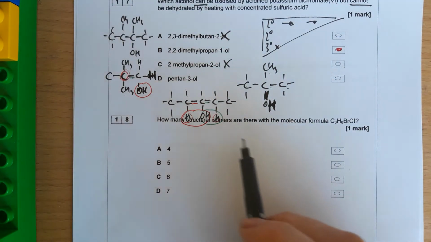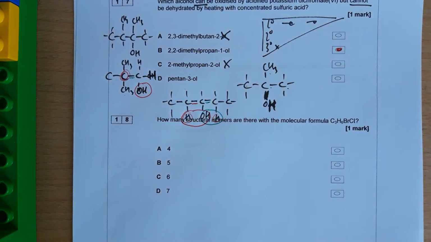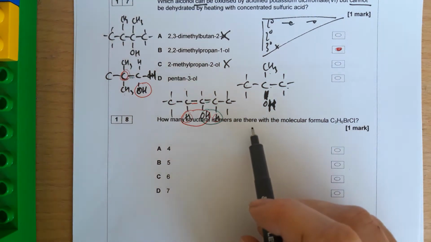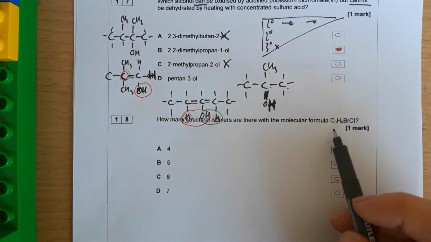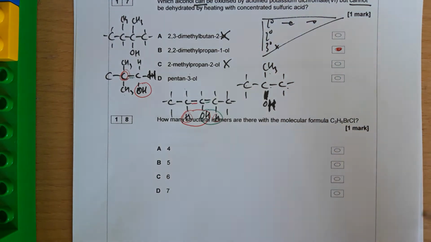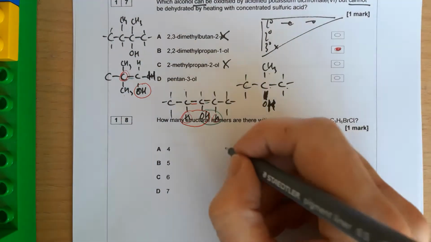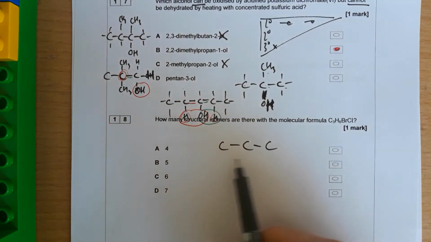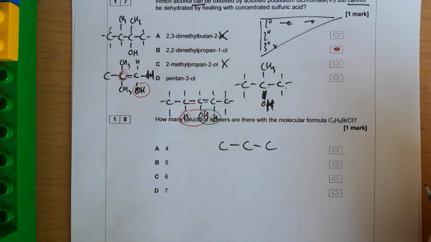Alright. How many structural isomers? Oh, I'm so bad at these. Have you ever seen me get one of these right in a lesson? How many structural isomers are there with a molecular formula C3H6BrCl? Alright. Well, C3 makes it easy because it's 3 carbons in a line. And then you've got a bromine and a chlorine.